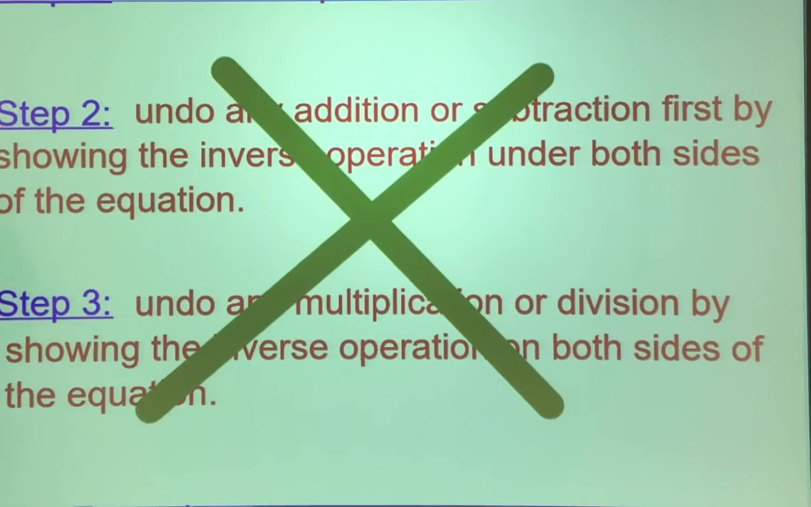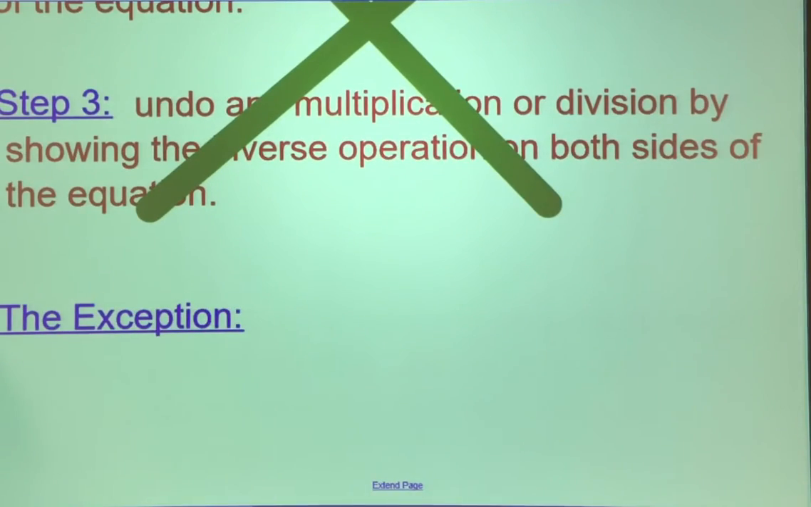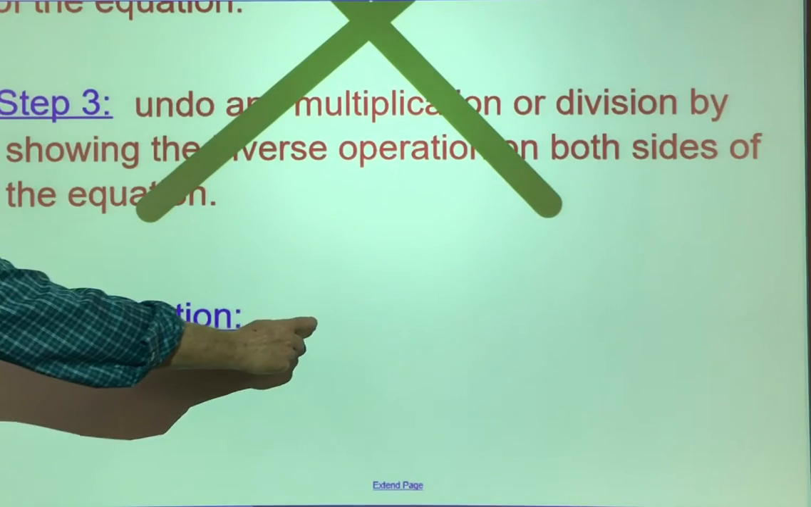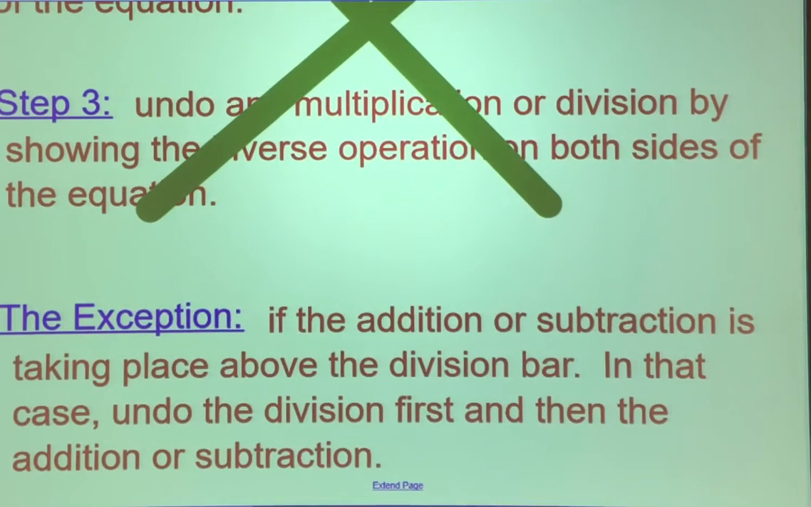Well, that's all well and good, except the exception to the rule. And here's what I'm talking about. If the addition or subtraction is taking place above the division bar, in that case, undo the division first and then the addition or subtraction. Let's take a look at what that would look like.